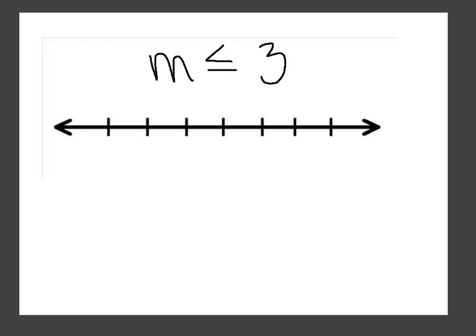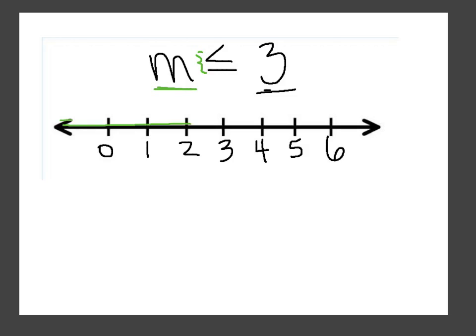Another example, m is less than or equal to 3. First thing that we need on our number line are numbers. Putting this number in the middle. Bigger numbers always go to the right, and smaller numbers always go to the left. Now I need to decide which way I'm going to shade. I decide my shading by looking, is my m on the skinny side of my inequality or the fat side? Well, it's on the skinny side, which tells me that m needs to be smaller than 3.